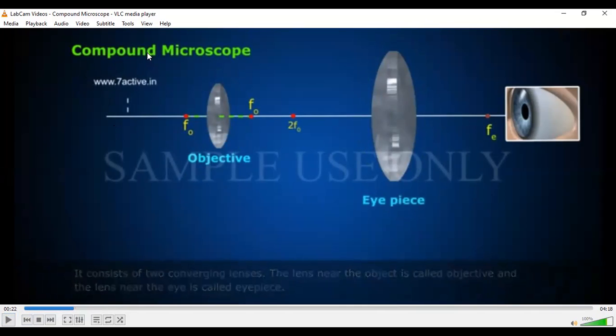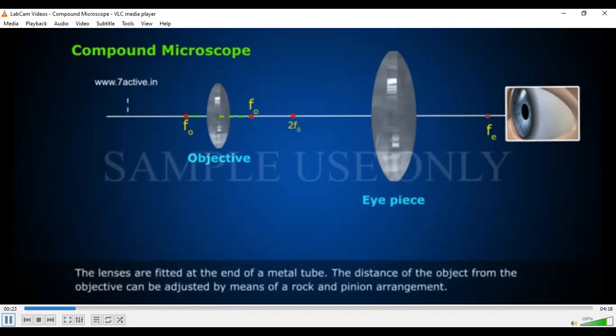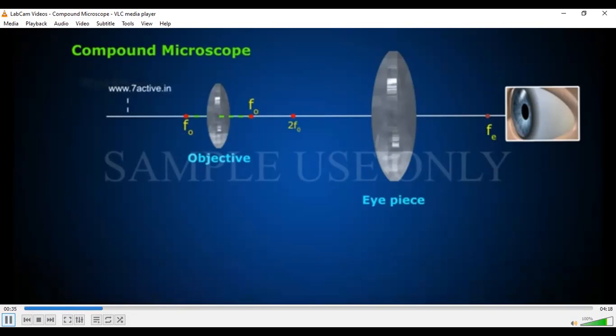Now, in the compound microscope, we have two lenses. You can see an objective and an eyepiece. You can see that the objective is smaller than the eyepiece. So the focal length of the objective is lesser, and the focal length of the eyepiece is more. So you can see that this is what the compound microscope is. The lenses are fitted at the end of a metal tube. The distance of the object from the objective can be adjusted by means of a rack and pinion arrangement.